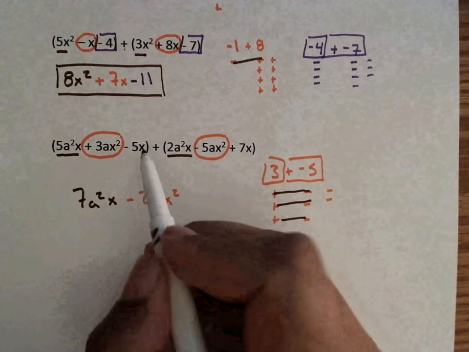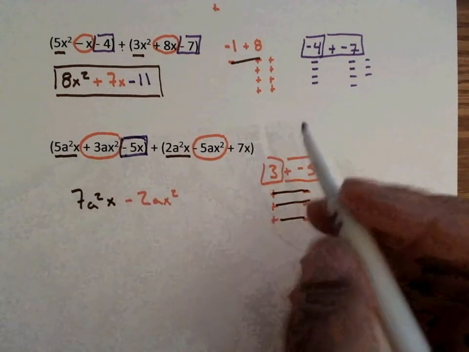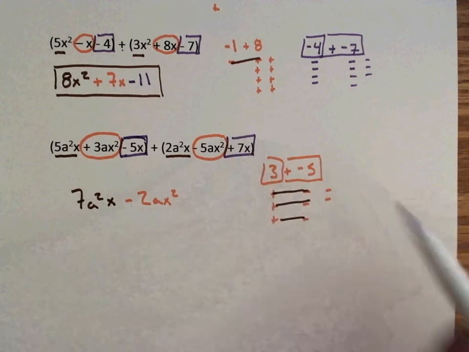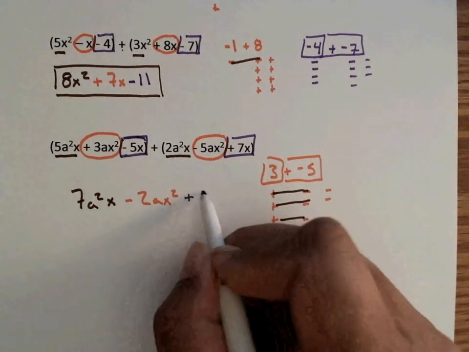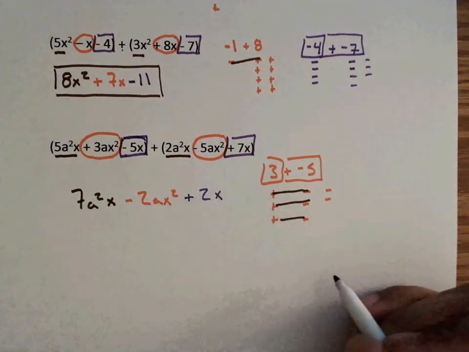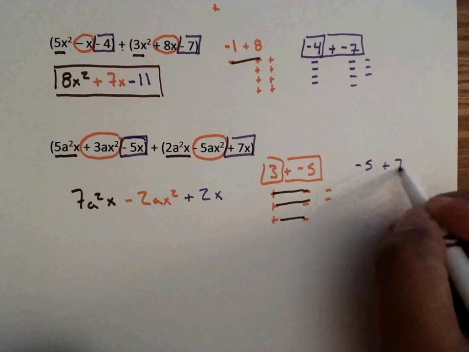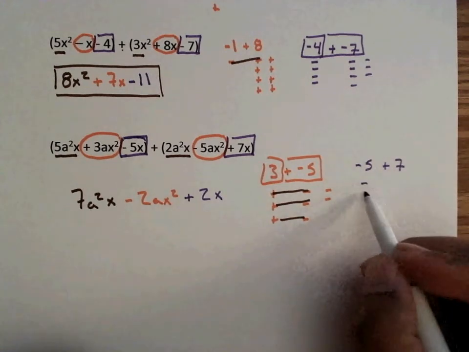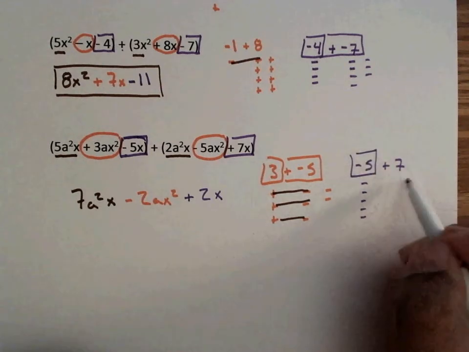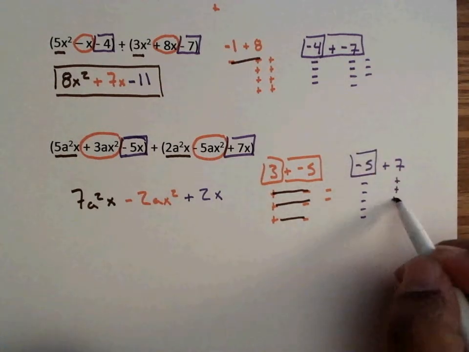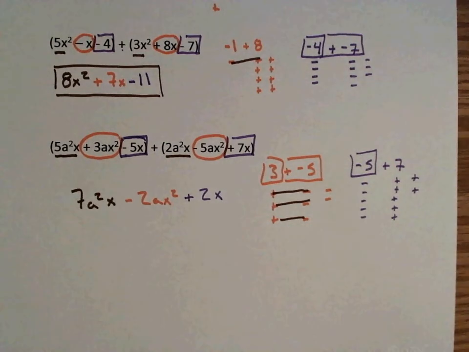Going back to the problem, we have negative 5 and we have a positive 7x. And negative 5 plus 7x is a positive 2x. Again, if you want to see the side work for it, we have negative 5 plus 7. So we have 5 negatives. And then we have a positive 7. 1, 2, 3, 4, 5, 6, 7.